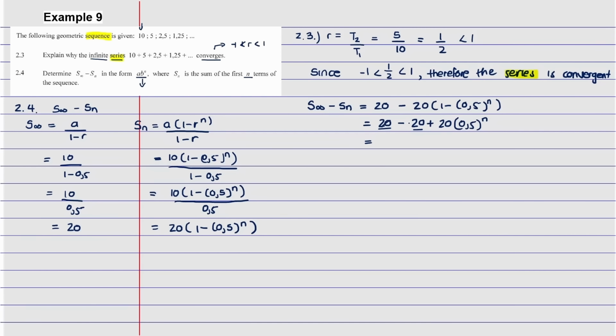So this and this are going to basically cancel out, so you're going to be left with 20. Then this, I'm just going to change it into an actual fraction because I feel like it looks nicer, to the power n. So now do you see the fact that our answer is in this form? So this will be your final answer because it's going to be exactly in that form, right? I hope that makes sense.